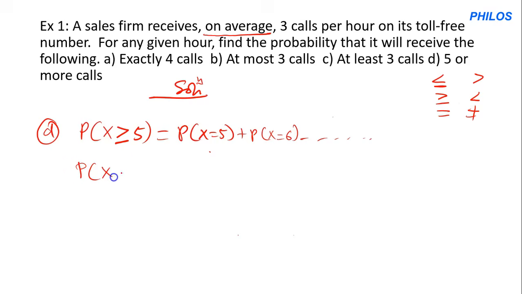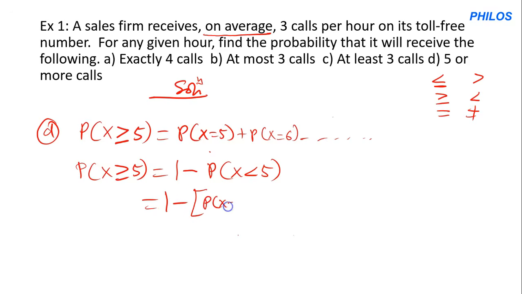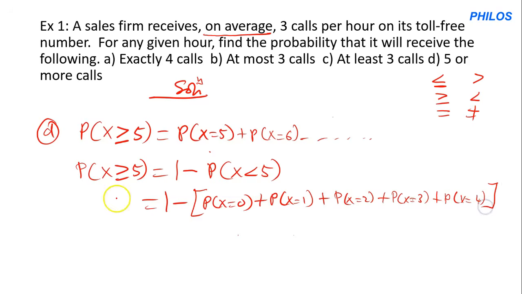So the probability that X is greater than or equal to 5 should be equal to 1 minus the probability that X is less than 5. So that will give us 1 minus the probability that X is exactly 0. Those are the things less than 5. Or X is exactly 1. Or means plus, okay. Or X is exactly 2. Or X is exactly 3. Or X is exactly 4. So this will give us 1 minus.